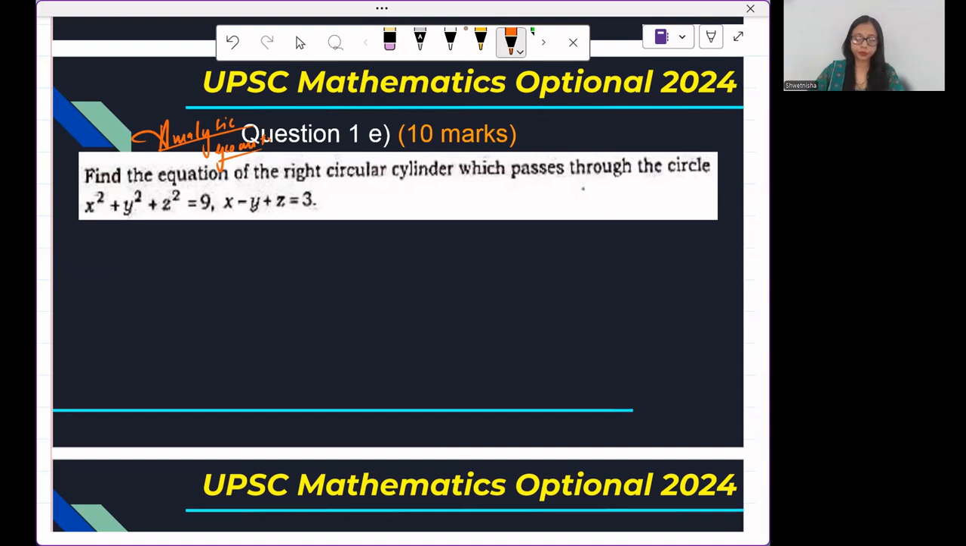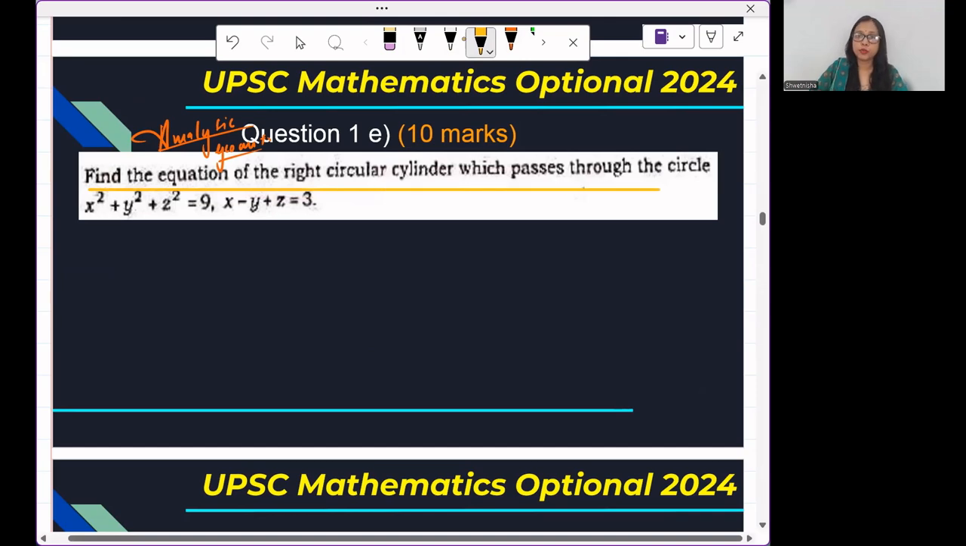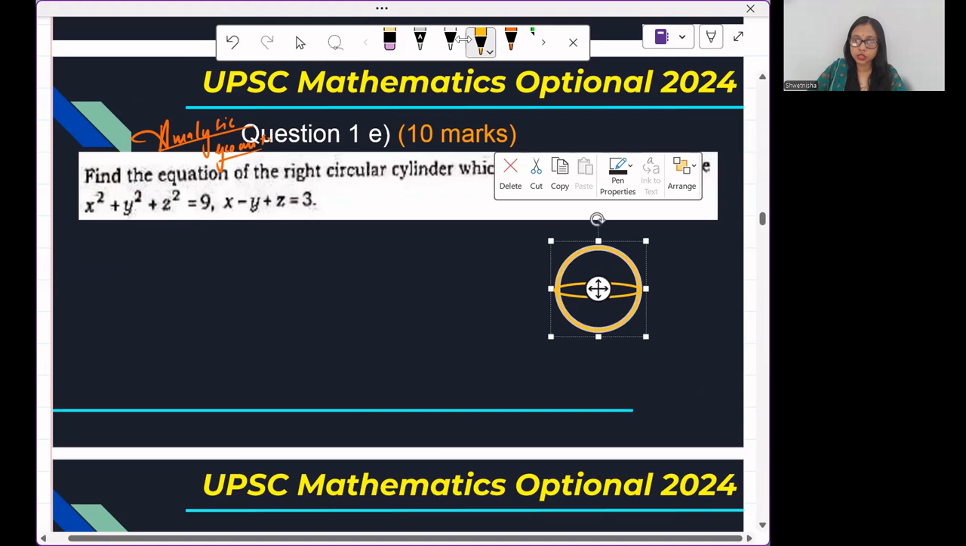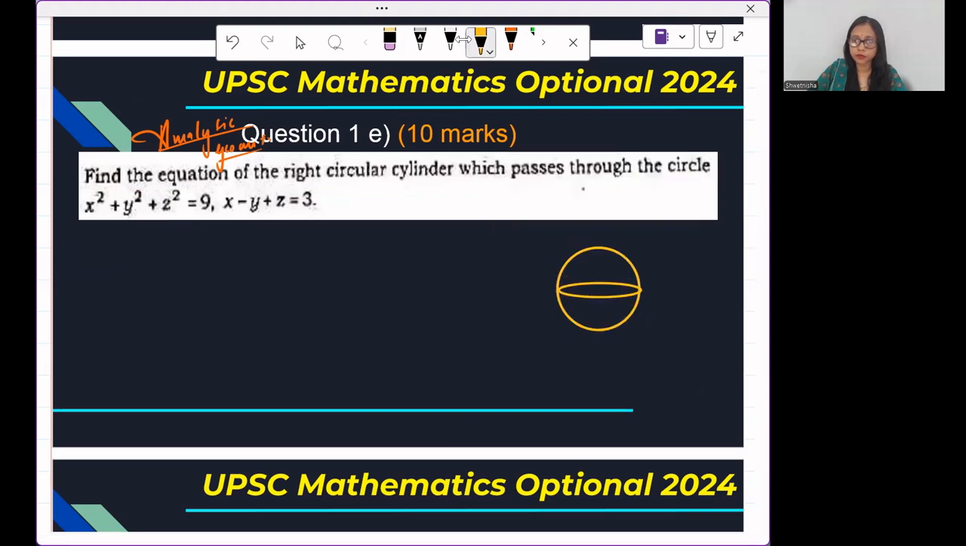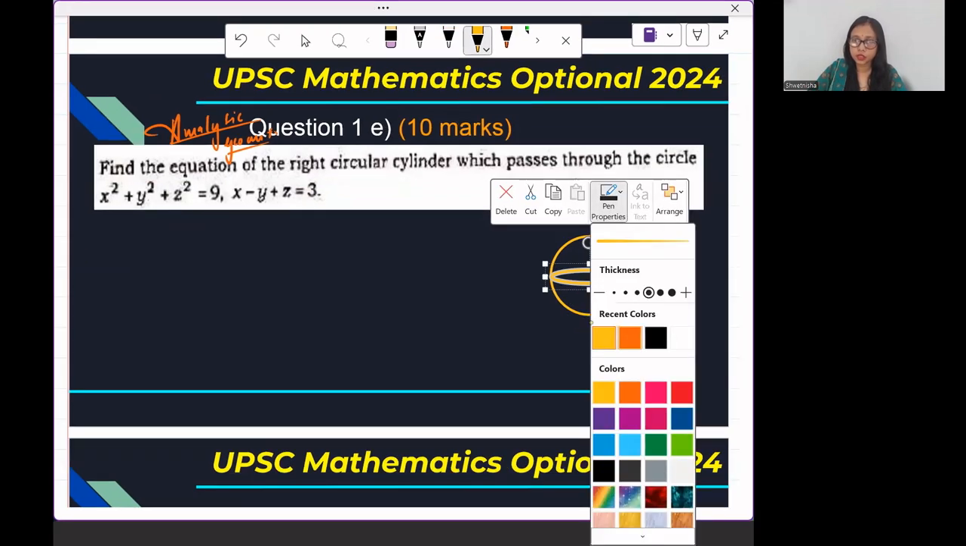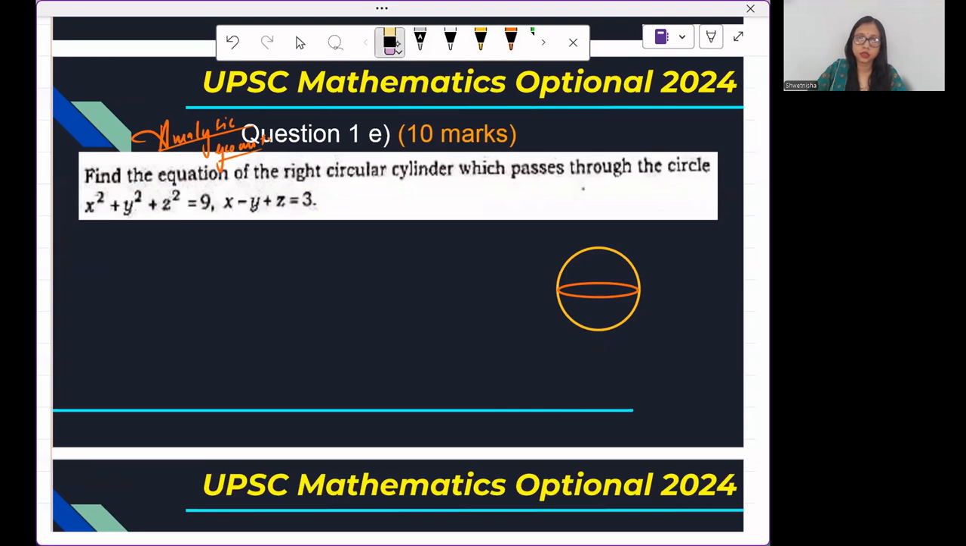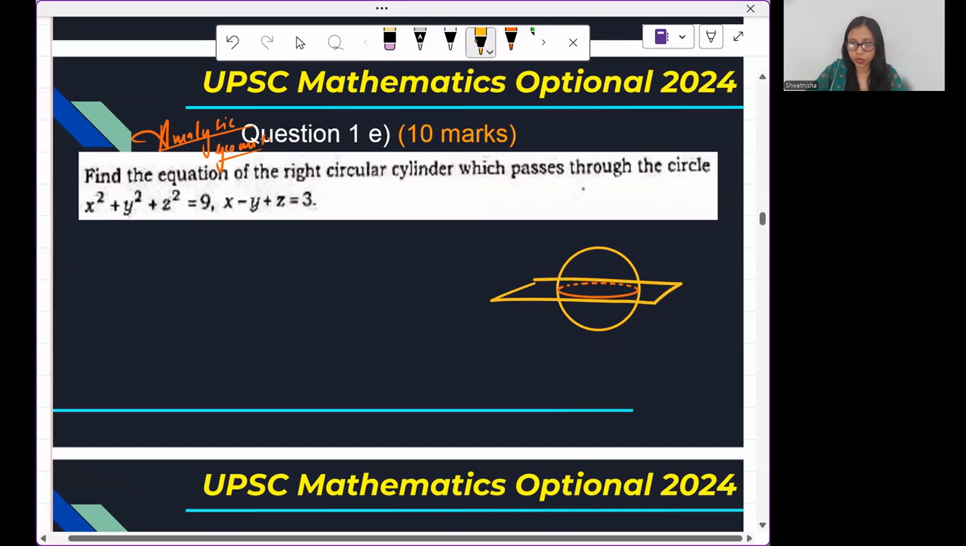Okay, sure. Next, let's start this part. Find the equation of a right circular cylinder which passes through this circle. So, the circle is given to us in the form of an intersection of a sphere and a plane. This is the circle, but it is given in the form of an intersection of a sphere and a plane. That is the plane.